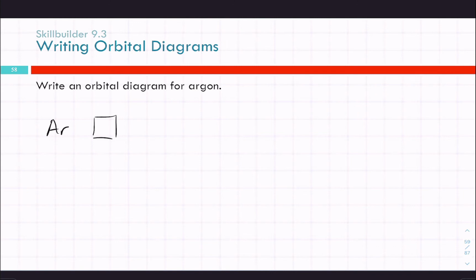So for argon, if we're going to write everything out, we always start at 1. So this will be 1s. Then our next orbital will be 2s. What's our next orbital after 2s? 2p.